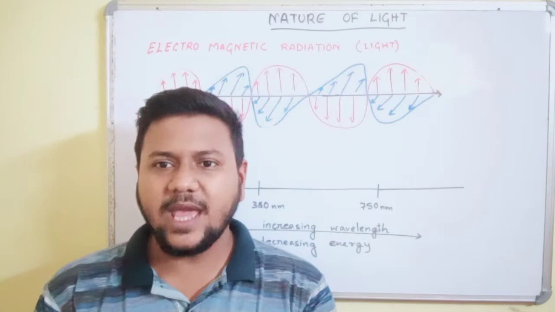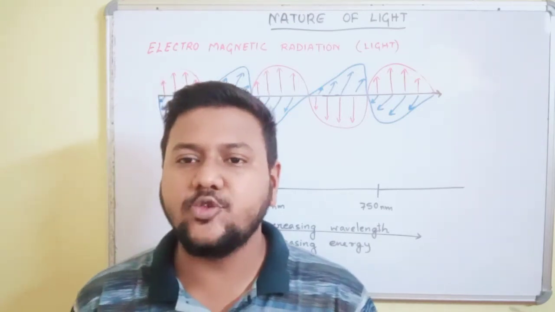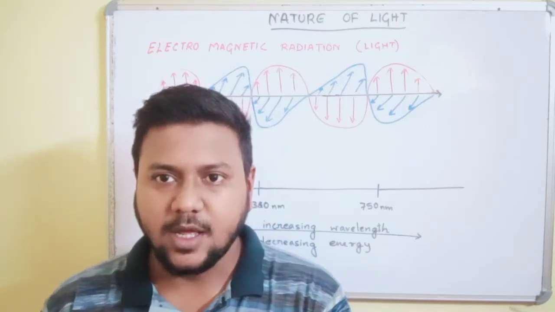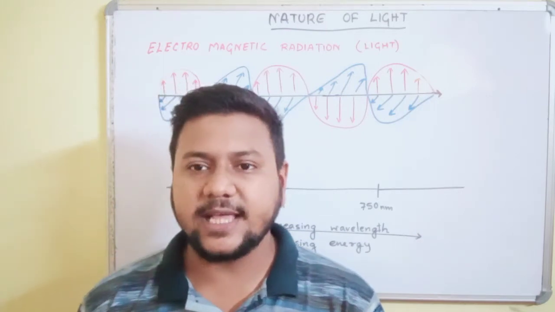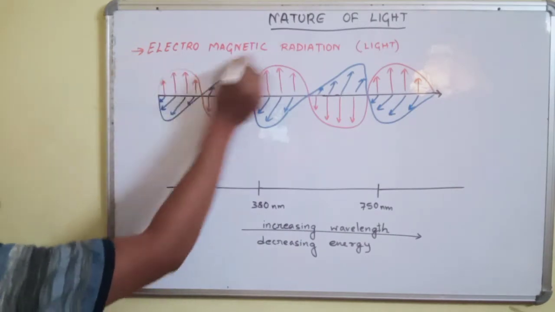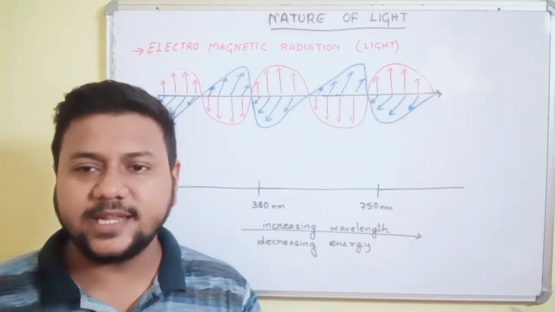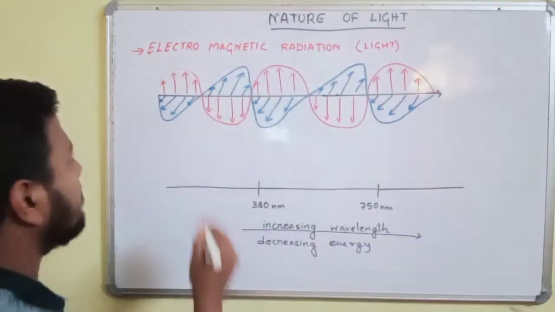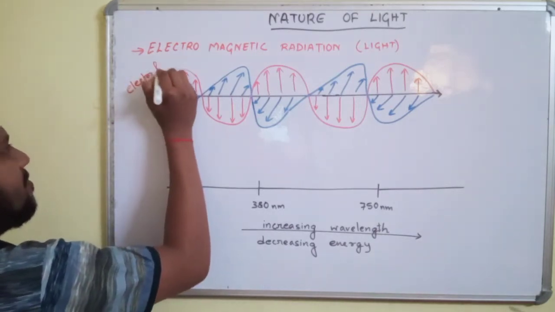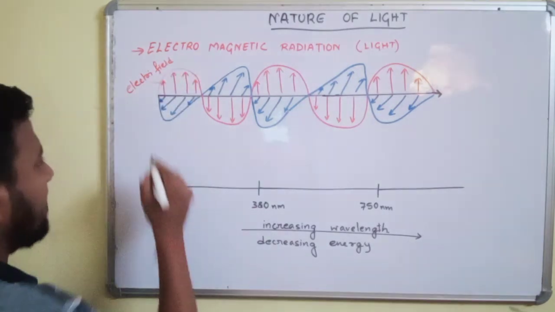Okay, when we have talked about the physical properties of light, we have discussed that light has a dual nature. It behaves as a wave and also as a particle. When we talk about light as a wave, light is an electromagnetic radiation, and when we look at an electromagnetic radiation very closely, we will observe it has two fields, one electric field and the other one is the magnetic field.